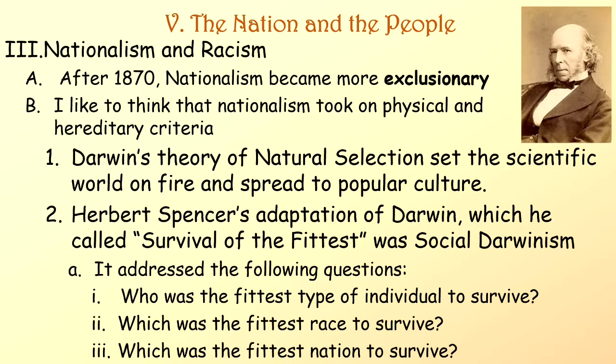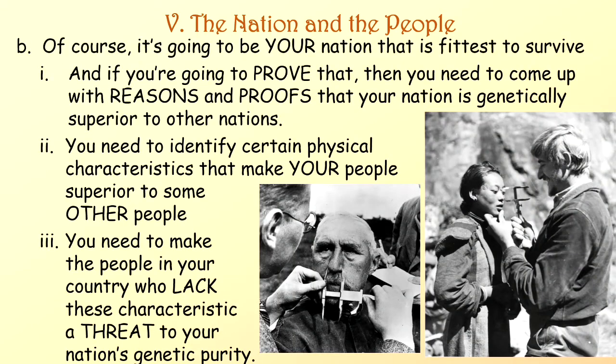Nationalism and racism. After 1870, nationalism became more exclusionary. I like to think that nationalism took on physical and hereditary criteria. Darwin's theory of natural selection set the scientific world on fire and spread to popular culture. Herbert Spencer's adaptation of Darwin, which he called survival of the fittest, was social Darwinism. It addressed the following questions. Who was the fittest type of individual to survive? What was the fittest race to survive? Which was the fittest nation to survive? Of course, it's going to be your nation that's the fittest to survive.